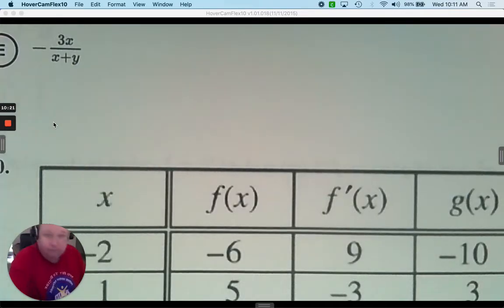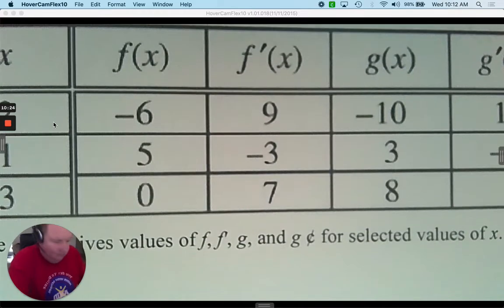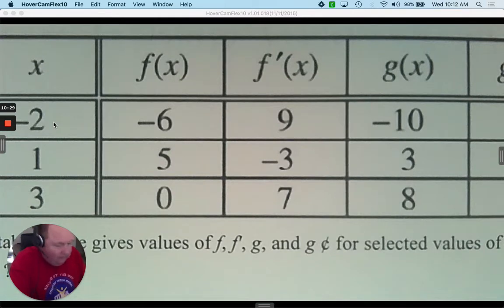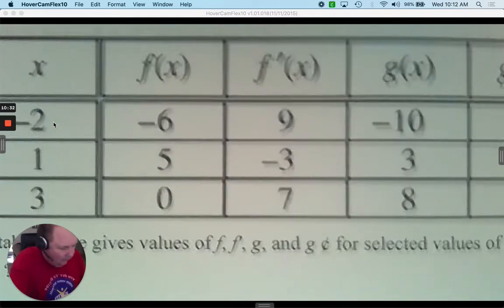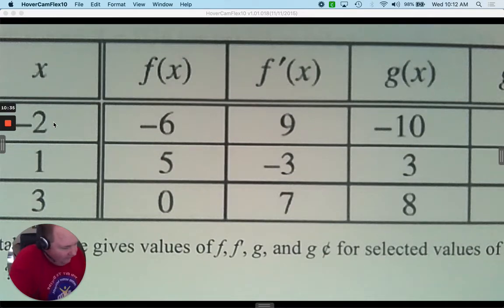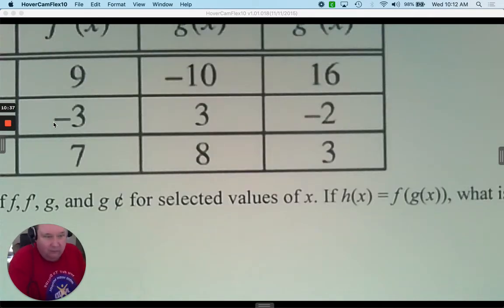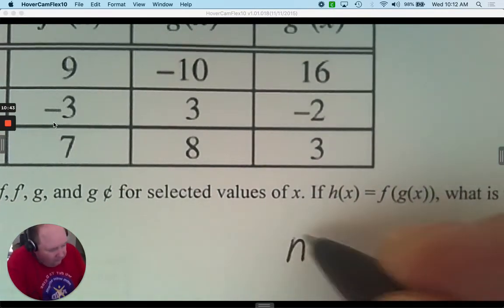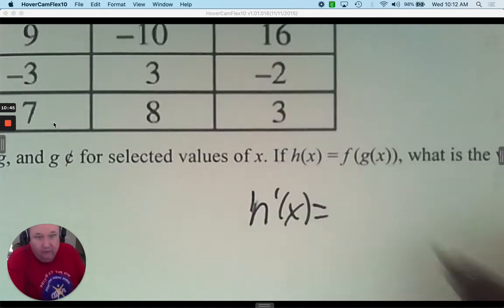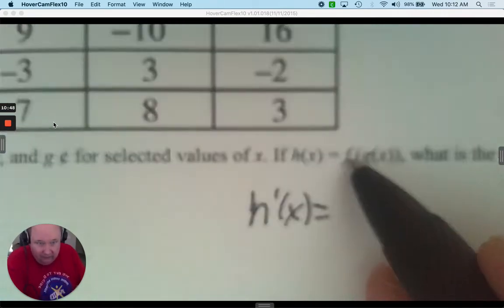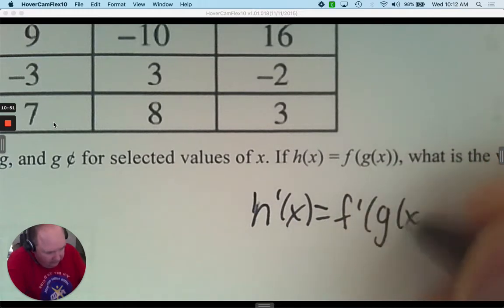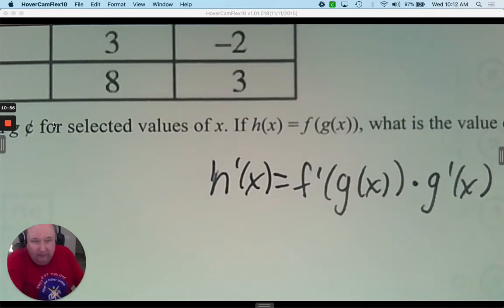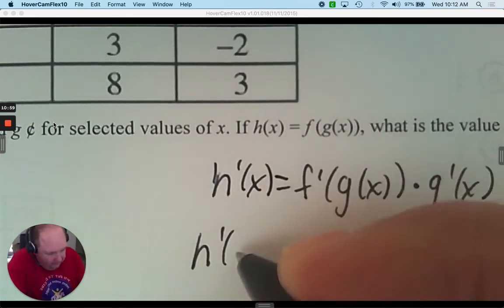Number 10. You're given a table of values. The table above gives values of f, f prime, g, and g prime. I don't know what that symbol is, I think that's g prime, for selected values of x. If h of x equals that, then what's the value of h prime at 1? So what they're doing here is, do you know the chain rule generically? What's the derivative of h generically? That's the derivative of the outside times the derivative of the inside. That's the generic chain rule. And then plug in 1 and then look off the chart.